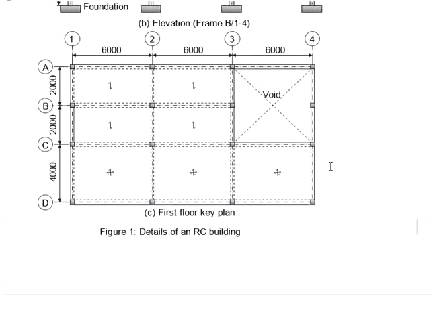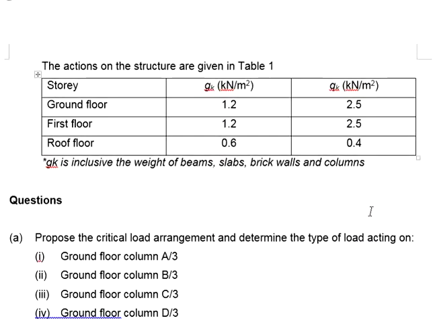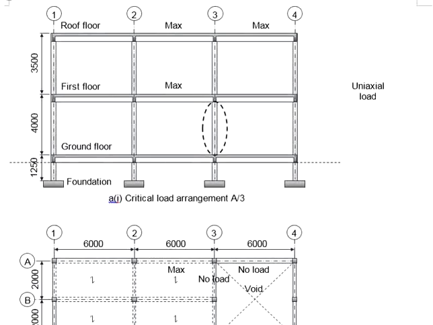We are talking about this column here. Since we do not expect any loads acting onto the beam here, that means we're going to expect one directional bending to the column. From here, you know that it will be uniaxial bending of column A3. Let's say now you view this plan from this side. The structure should look something like this.